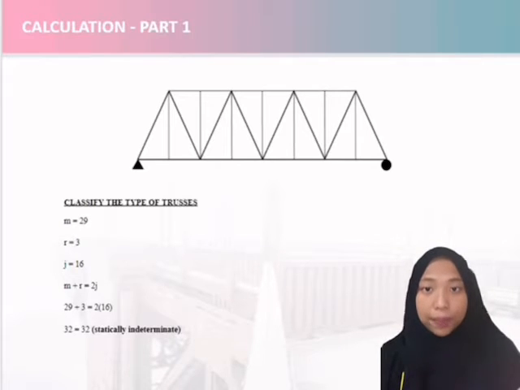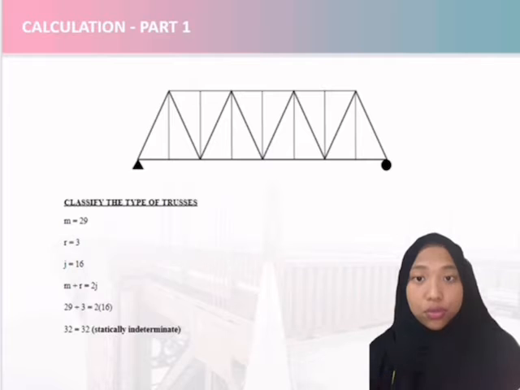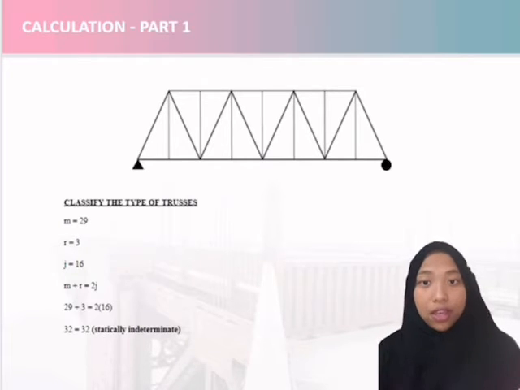Using the formula M plus R equals 2J, we complete the formula. So, 29 plus 3 equals 2 multiplied by 16, and the answer is 32 equals 32. It classifies as statically indeterminate.